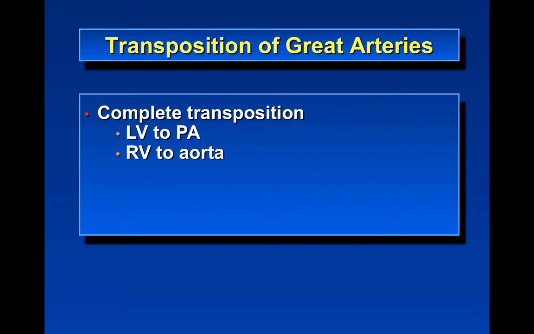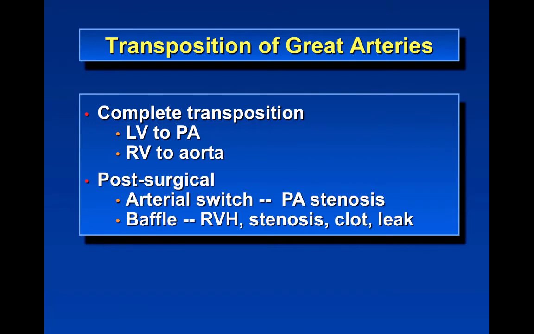In this entity, the left ventricle connects to the pulmonary artery and the right ventricle connects to the aorta. Usually, transposition of the great arteries is assessed preoperatively using echocardiography, and we use MR usually in the postoperative phase. In the arterial switch procedure, we look at the anatomy and specifically assess whether there is a pulmonary artery stenosis centrally.